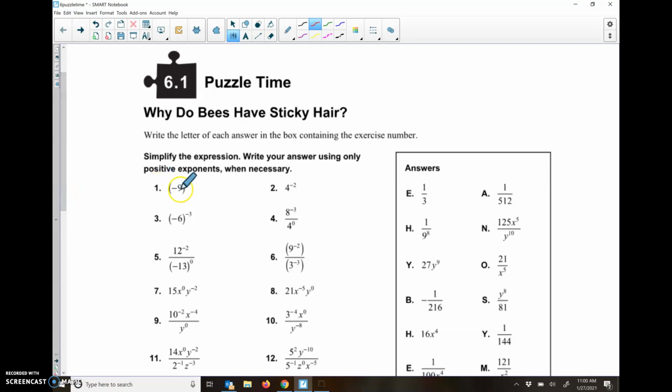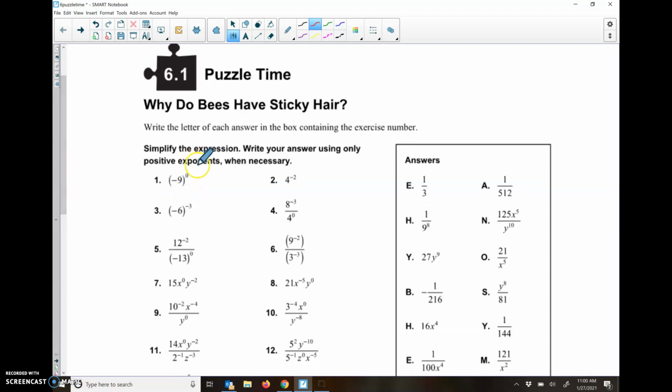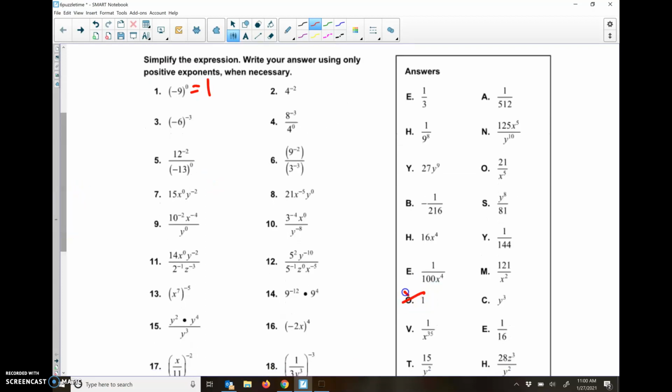So number 1, we have -9 to the 0 power. And if you remember, anything to the 0 power is 1. And that would be letter O down here.